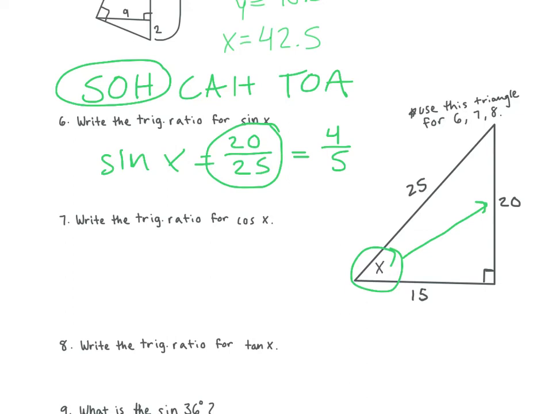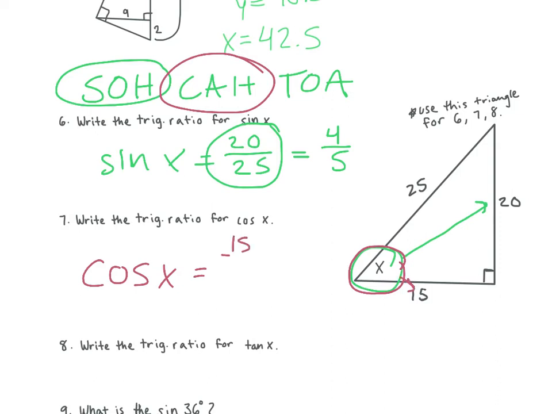Okay, let's find the cosine of x. So cosine is what? Adjacent over hypotenuse. If we take the cosine of x, what's adjacent to x? 15. And what's our hypotenuse? How do we simplify 15 over 25? 3 over 5.